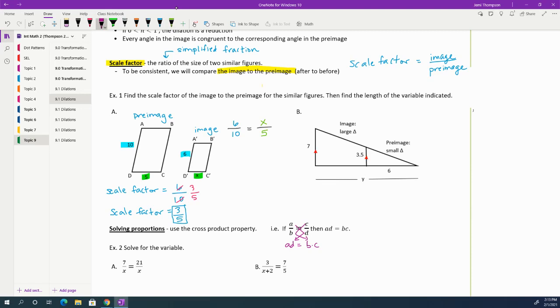And then I'm going to crisscross multiply. When I'm solving the proportion, remember that this is a product. I'm looking for multiplication. So I'm going to go real slow here. This is 6 times 5. And then x times 10. So if 30 is equal to 10x, when I solve for x, I get x is equal to 3.